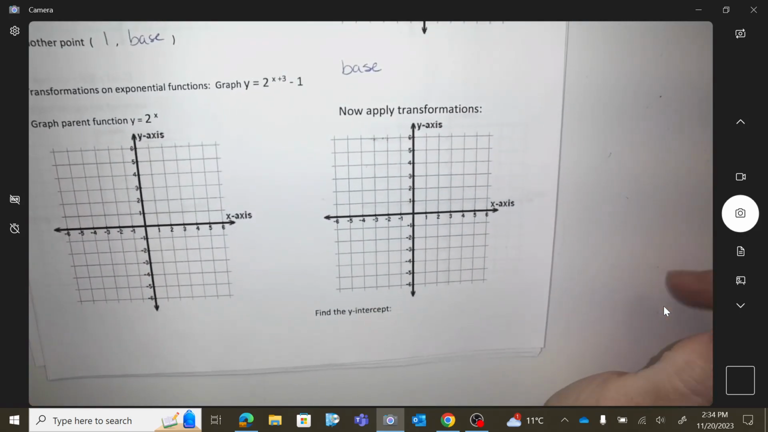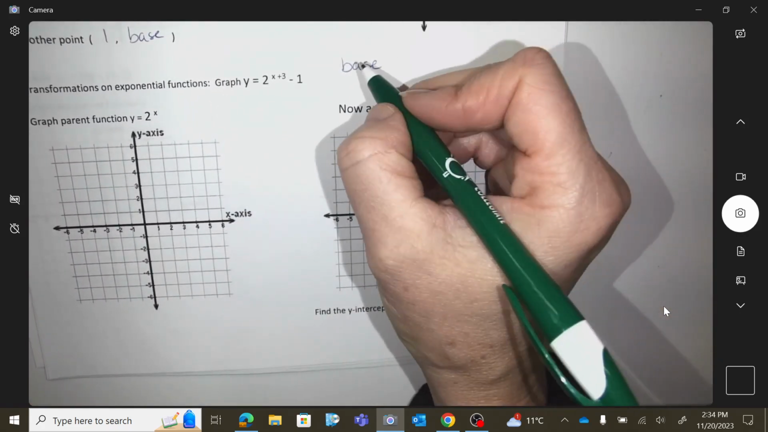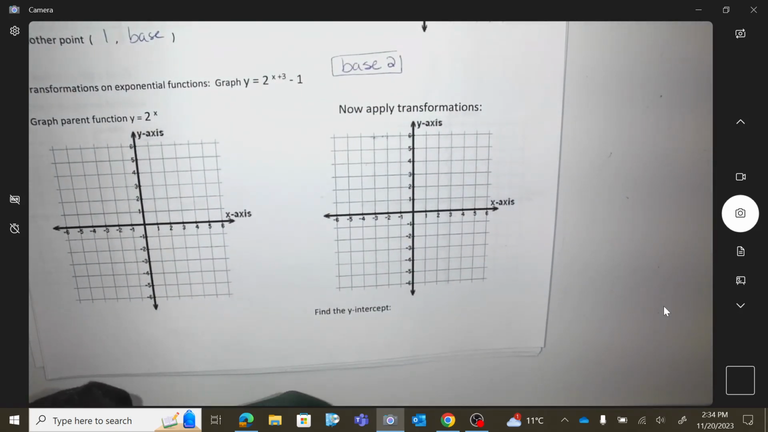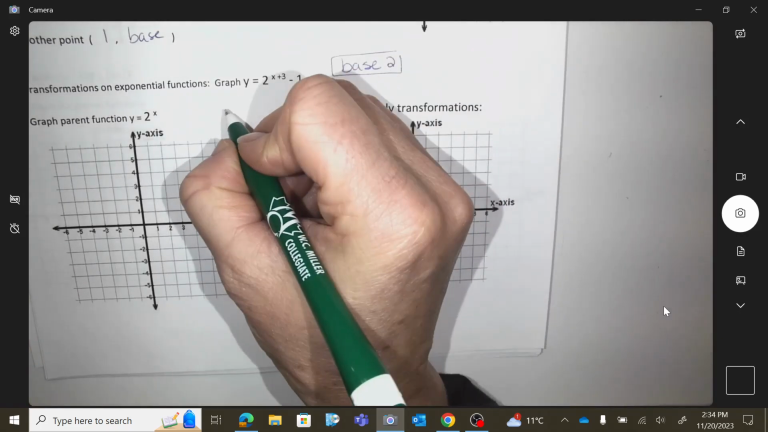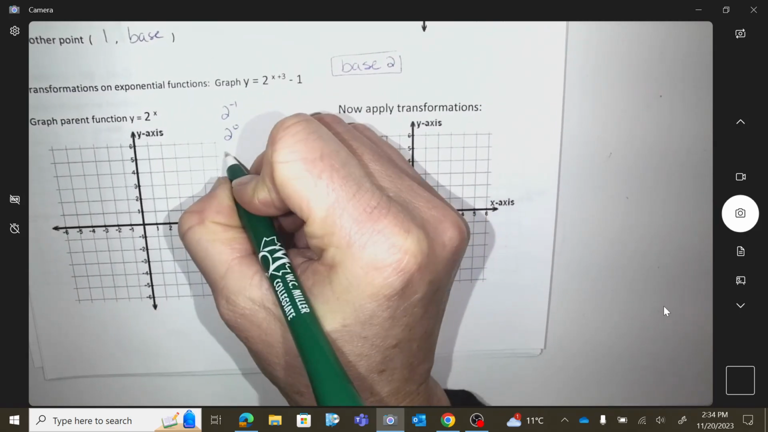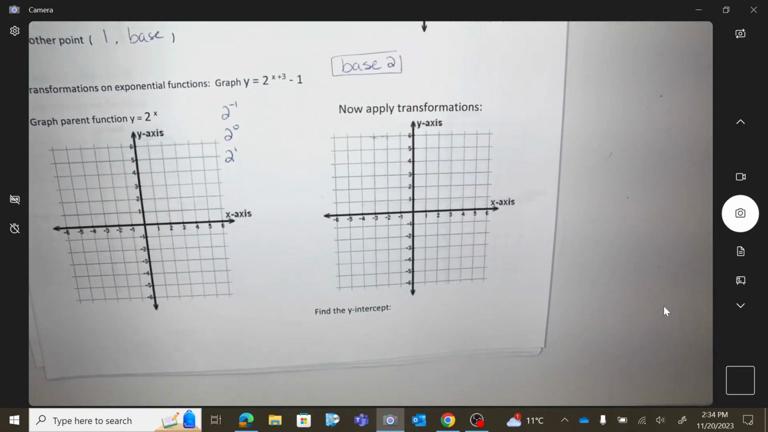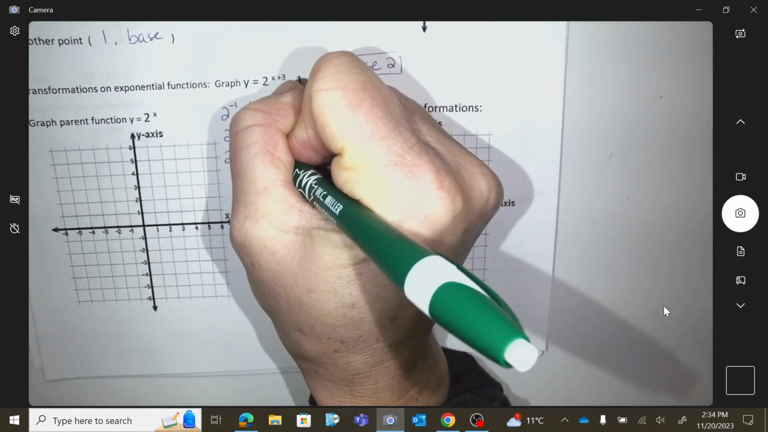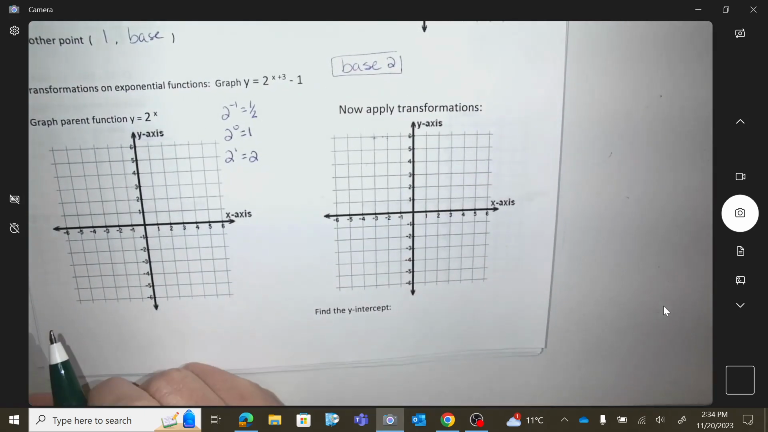Okay, next. In this question, my base is 2. So here's what I'm going to do. I'm always going to do 3 coordinates. I go -1, 0, and 1. So this is a half, this is 1, and this is 2.